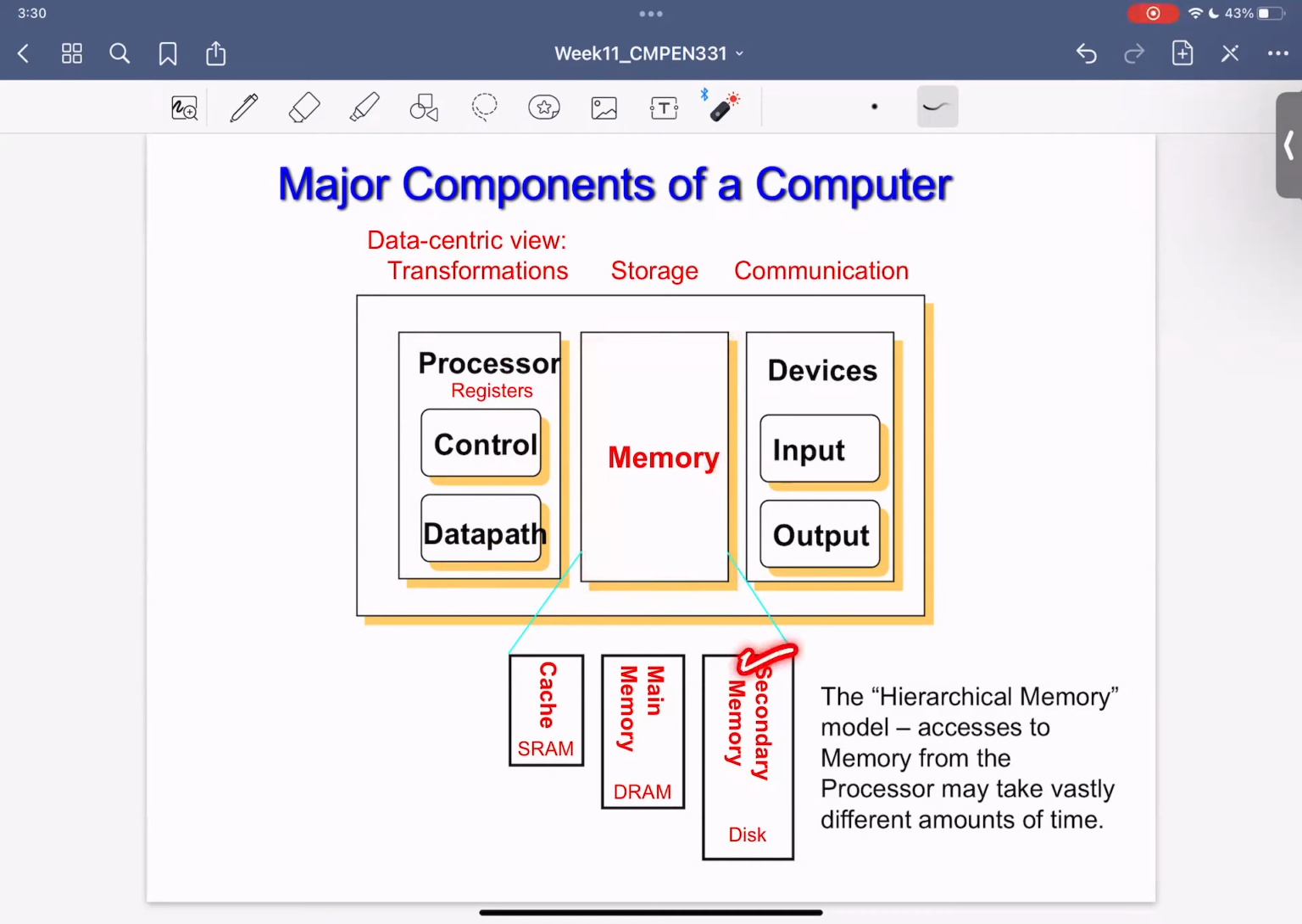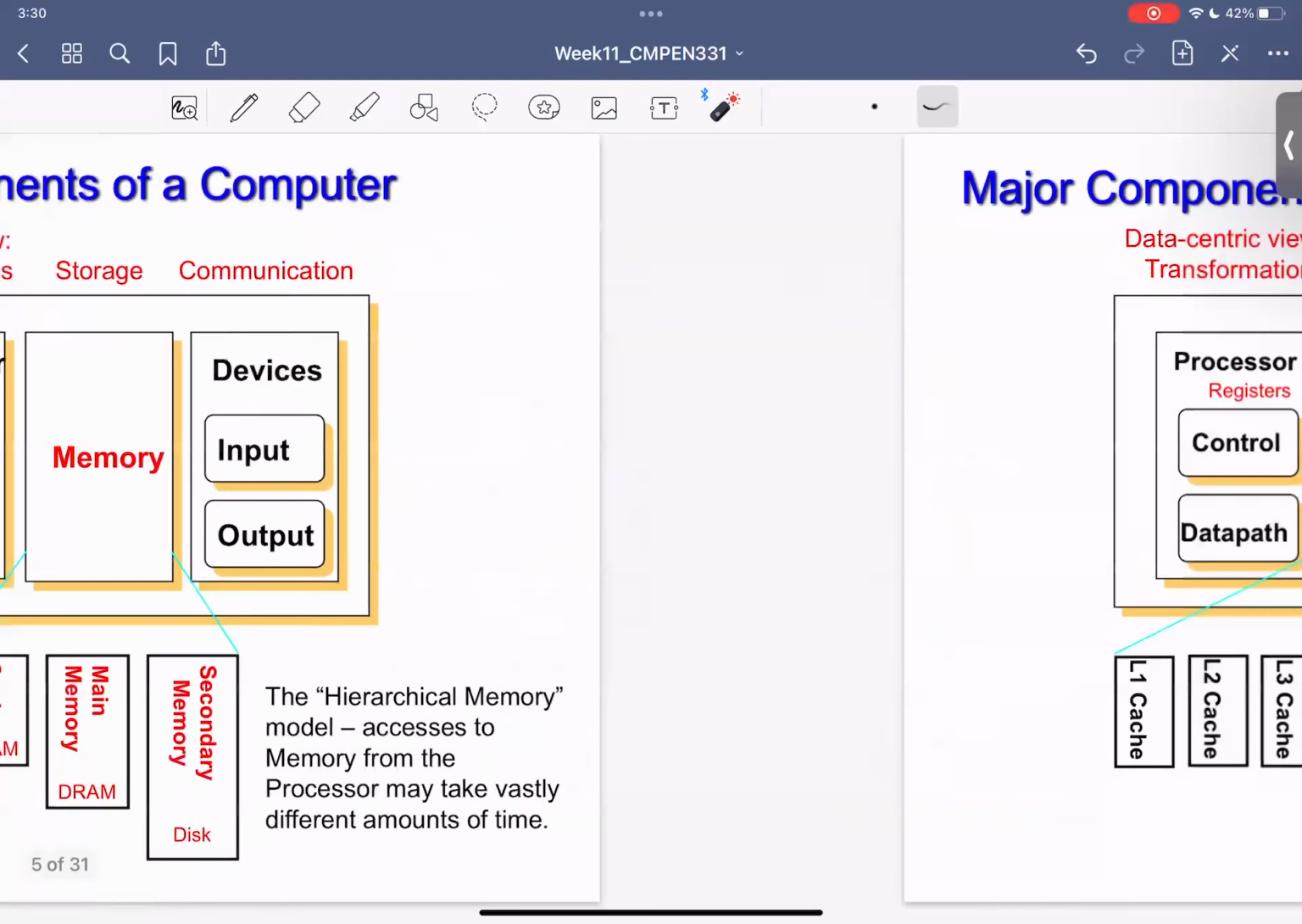So we have the hard disk, what we call secondary memory. We have the main memory, DRAM, and we'll introduce what exactly DRAM means shortly. And we have the cache memory, SRAM, and we will introduce what SRAM is also shortly. In the next chapter, we will introduce the inputs and outputs and how we interact with them. That would be covered a bit later.